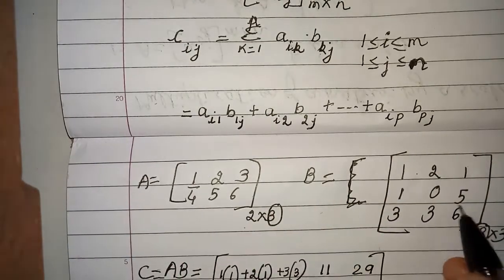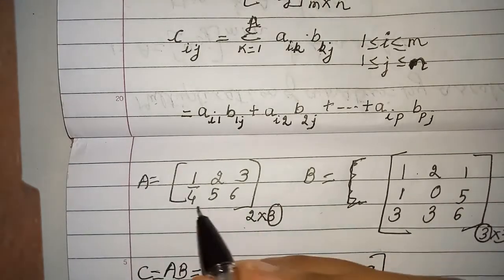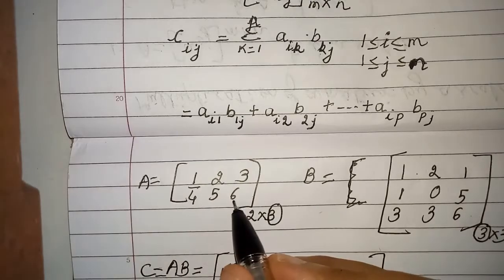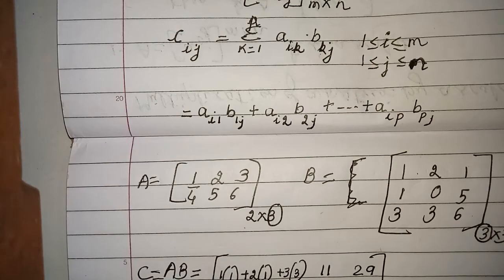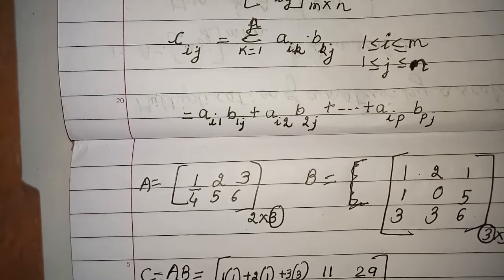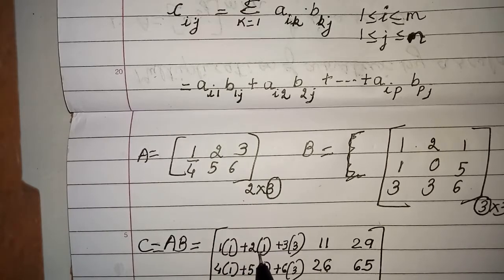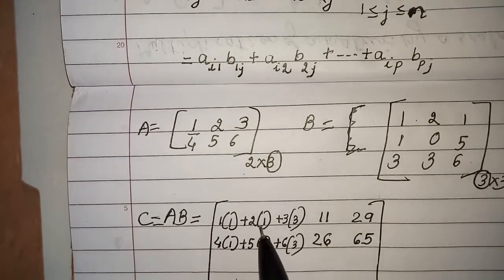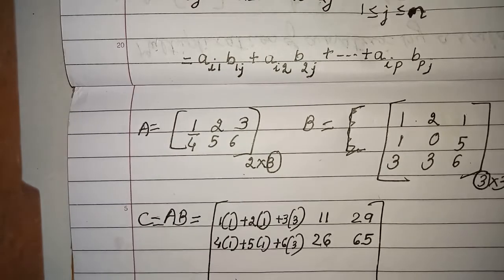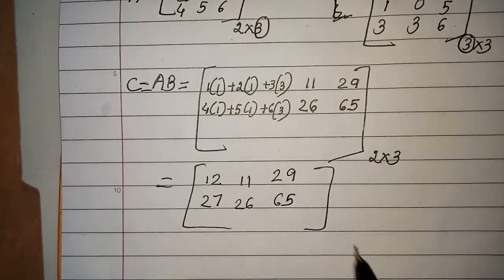1 plus 10, 11 plus 18, 29. Now here 4 ones are 4, 5 fives are 25. So 4 plus 25, 29. 29 plus 6 sixes are 36. So how much will it come? 65. Did you get me? So the final answer will be: 1 plus 2 is 3, 3 plus 9 is 12. 4 plus 5, 9, plus 18, 27. 12, 11, 29, 27, 26, 65. It is 2 cross 3.